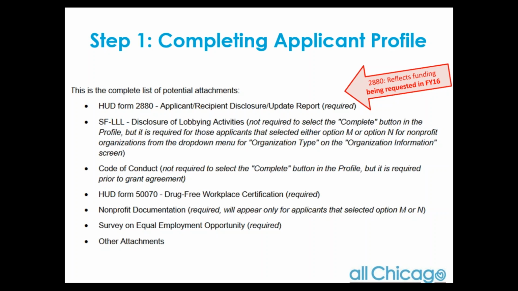You'll also have a drug-free workplace certification that's required, and nonprofit documentation that's required for anyone that selects that they are a nonprofit. And then finally, you'll have that survey on equal employment opportunity. Most of these are pretty straightforward, not a lot of information to fill out, but mostly signatures and dates.